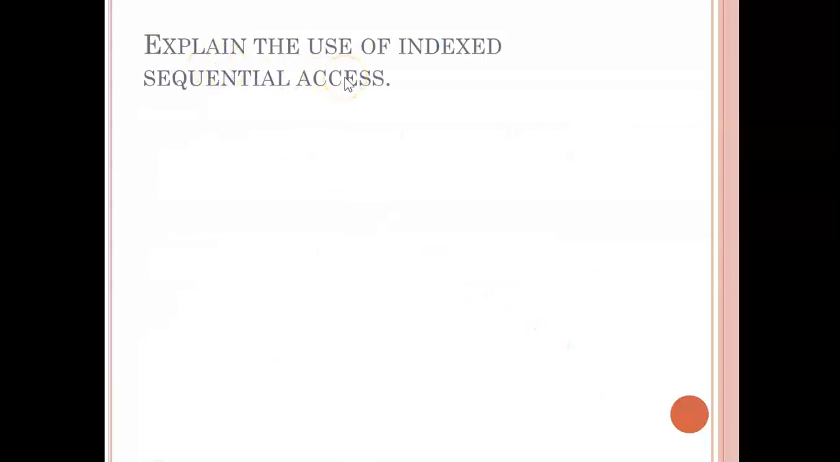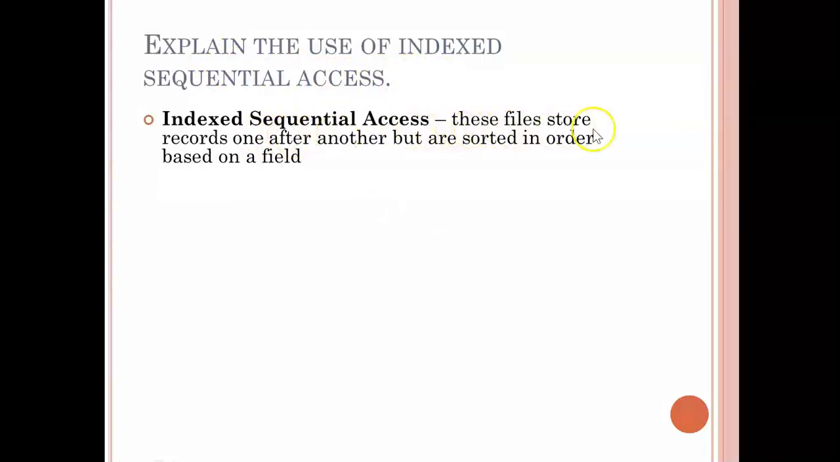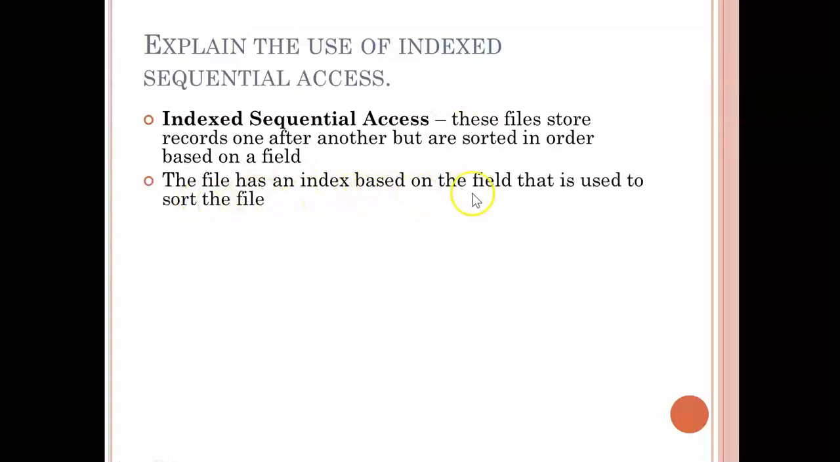Explain the use of index sequential access. Index sequential access files store records one after another but sorted in order based on a field. Indexed sequential access is basically a way to access records from a file. For example, you'll have a file which contains all the information of certain employees, and index sequential access is just a method to access information in this file. The file has an index based on a field that is used to sort the file.